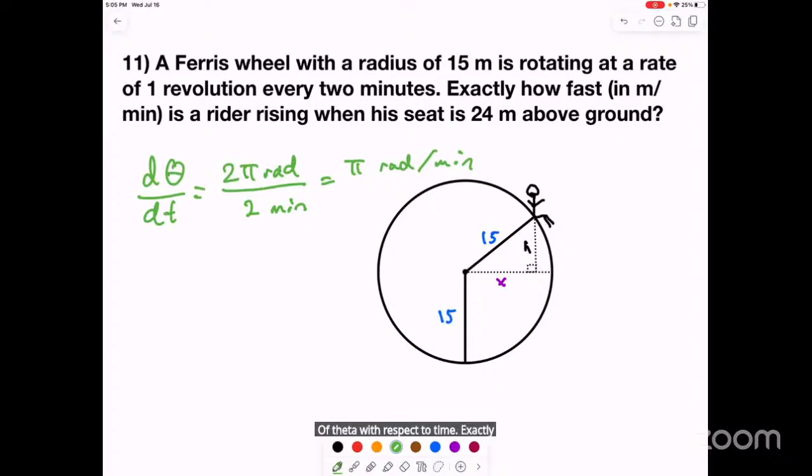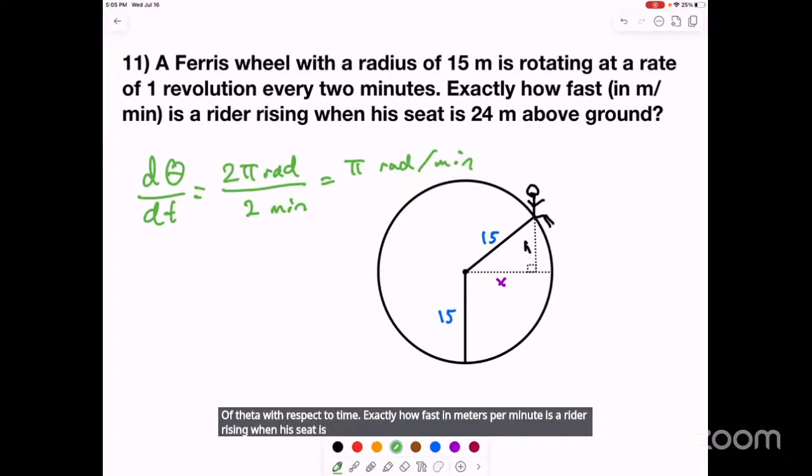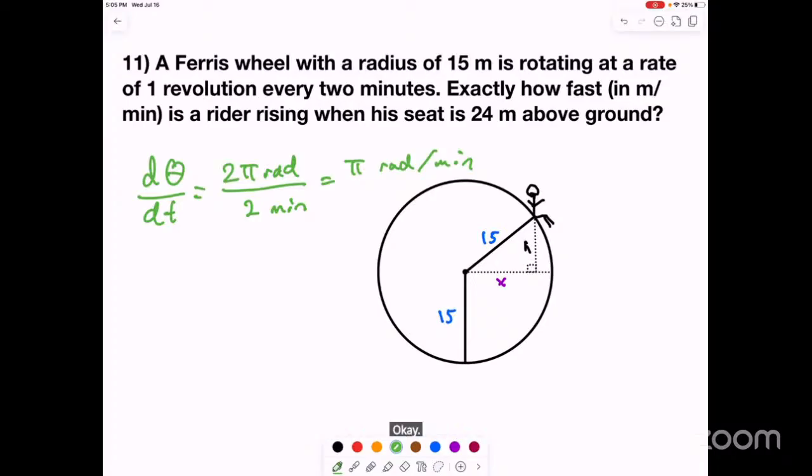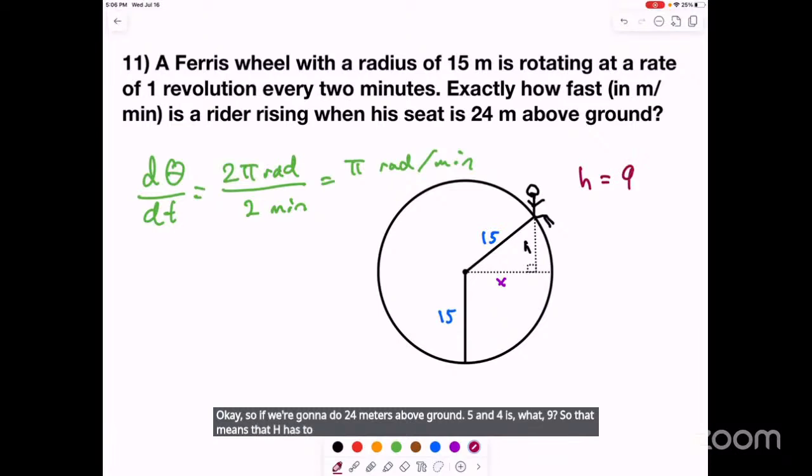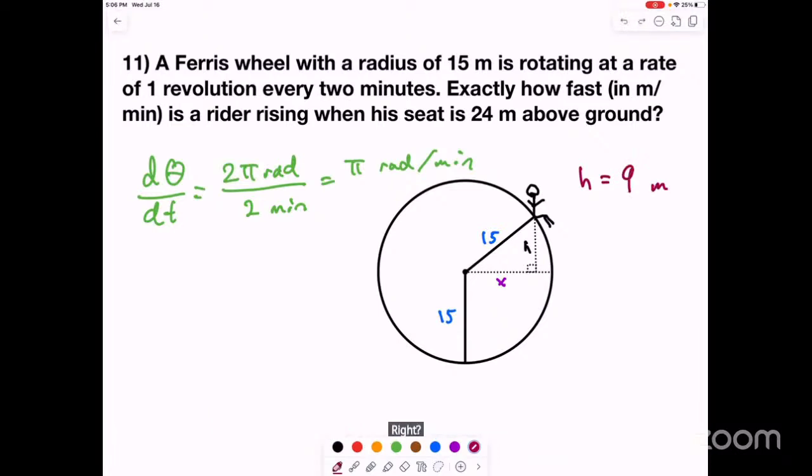Exactly how fast in meters per minute is a rider rising when his seat is 24 meters above ground, right? Okay, so if we're going to do 24 meters above ground, 15 and 9 is what, 24? So that means that h has to be 9 meters, right? Because we want the total height to be 24, he's already used 15 from the Ferris wheel. So then there's 9 meters left over.